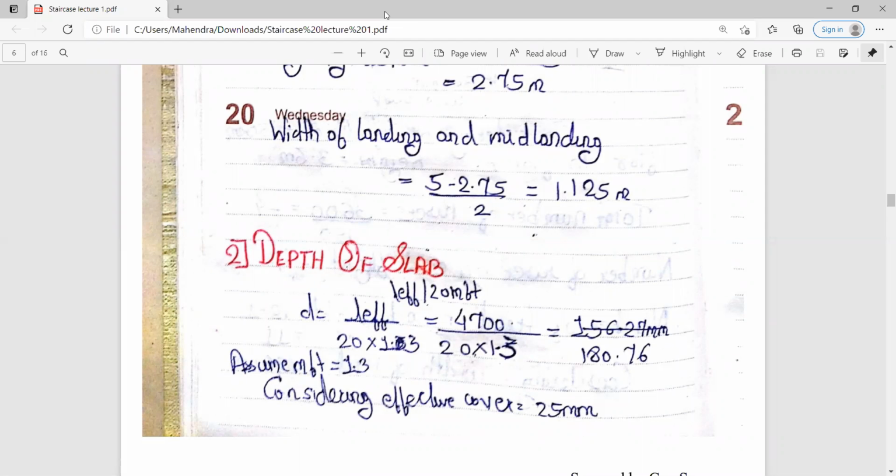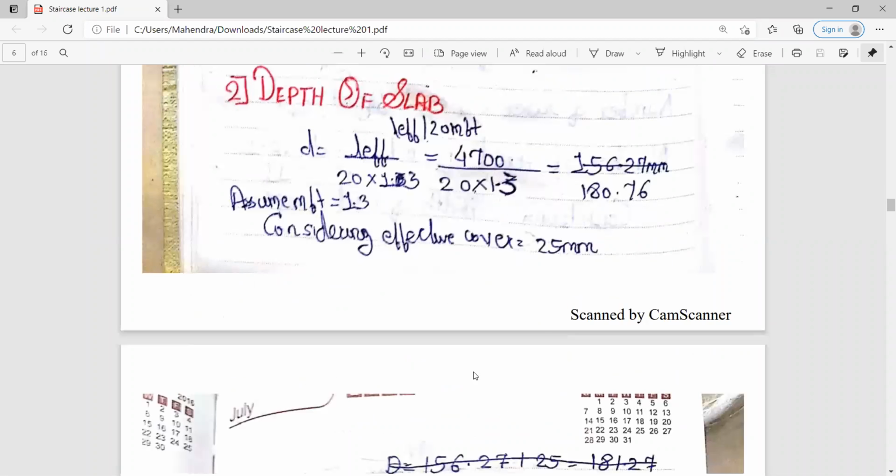But mostly we are going to design for a simply supported slab only. So you have to use this formula, that is L effective upon 20 MFT. The value for L effective is 4700 upon 20 into the modification factor for minimum height, which is 1.3. So the value comes to 180.76, and you have to consider the effective cover of 25 mm. So do up till here, then we shall proceed further.